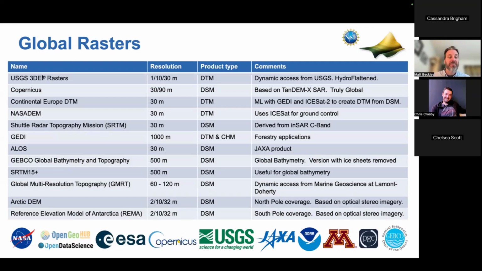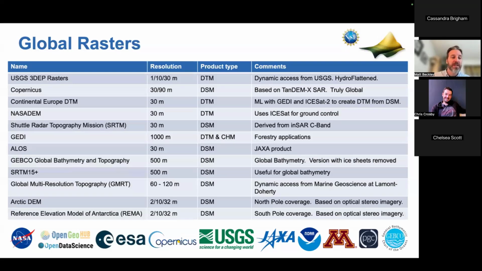But we do have at the top of the list, one of the most popular ones and probably useful to our community, the USGS 3DEP rasters. This comes in a resolution of 1 meter, 10 meter, and 30 meter resolution. We don't actually host these rasters. We're dynamically accessing them from the USGS. As I mentioned, they are hydro-flattened. And in addition to that, I've noticed bridges and overpasses are removed from these digital terrain models. So it would be useful for doing any kind of water modeling.